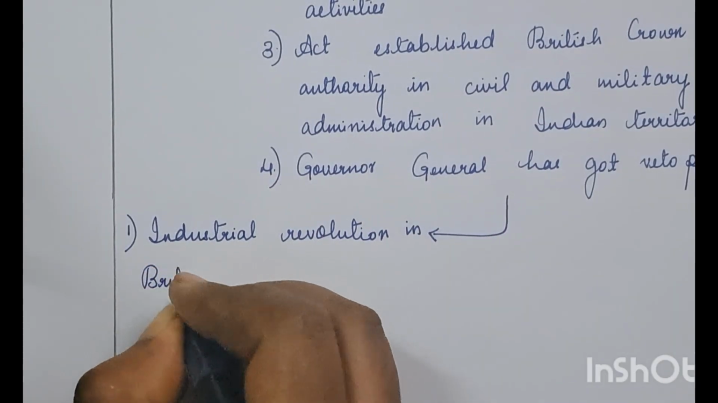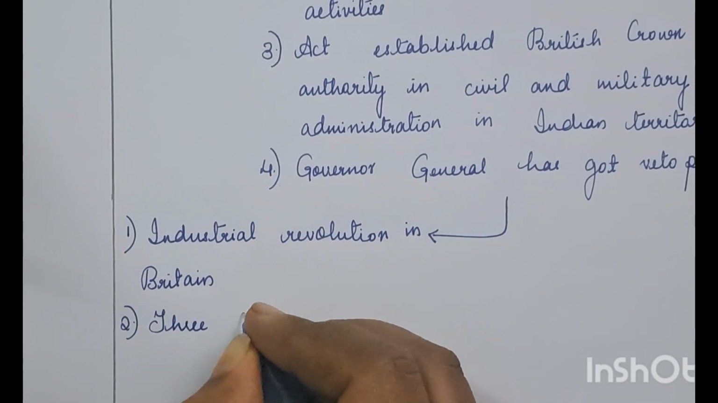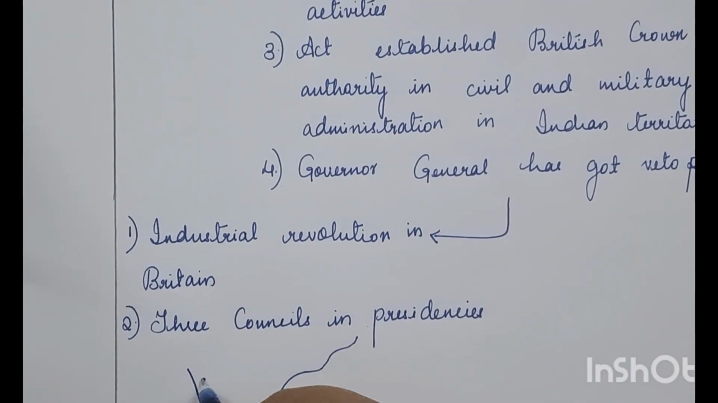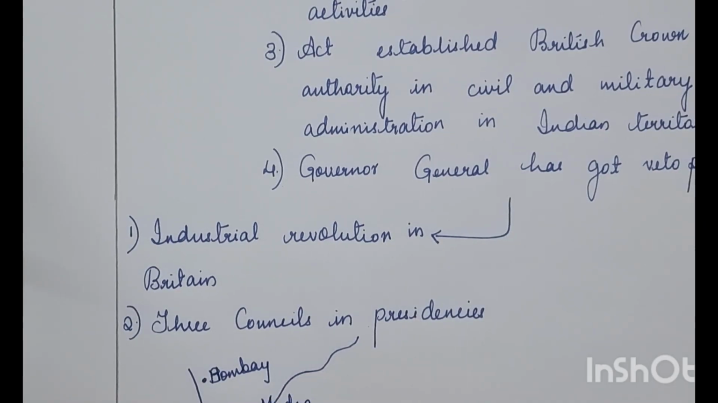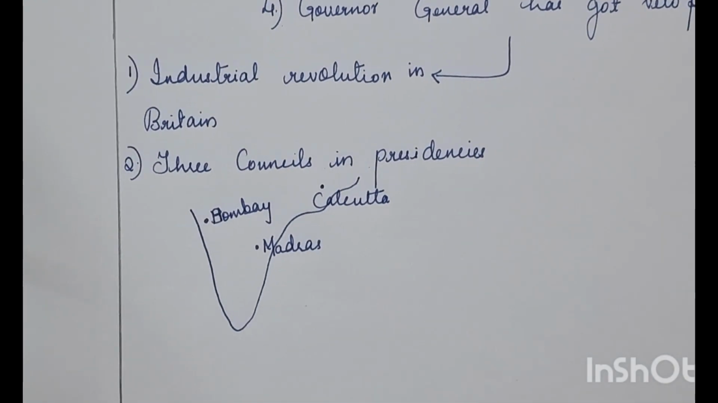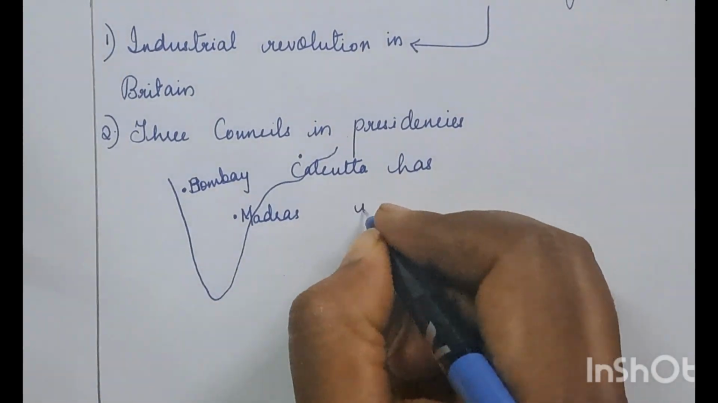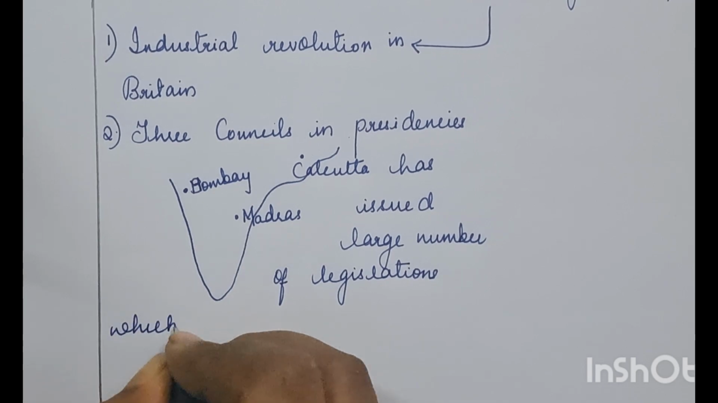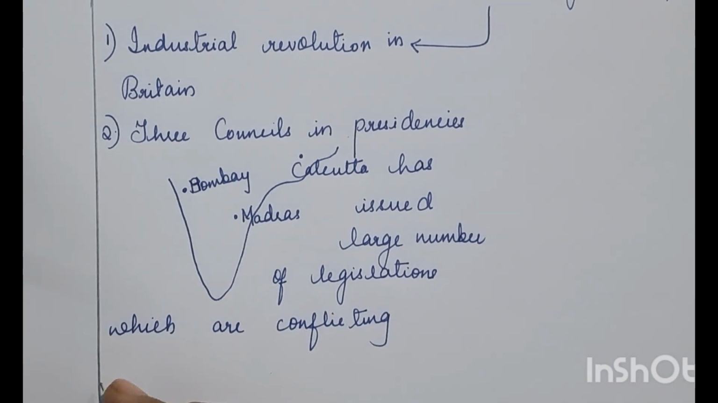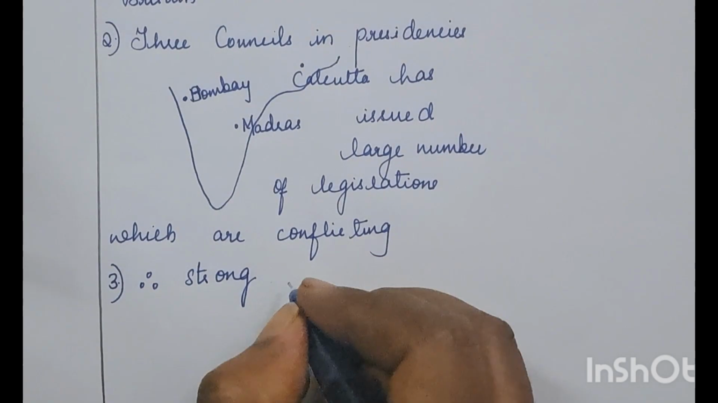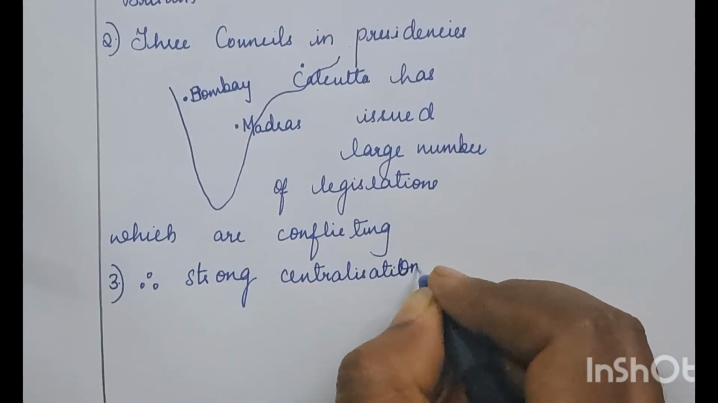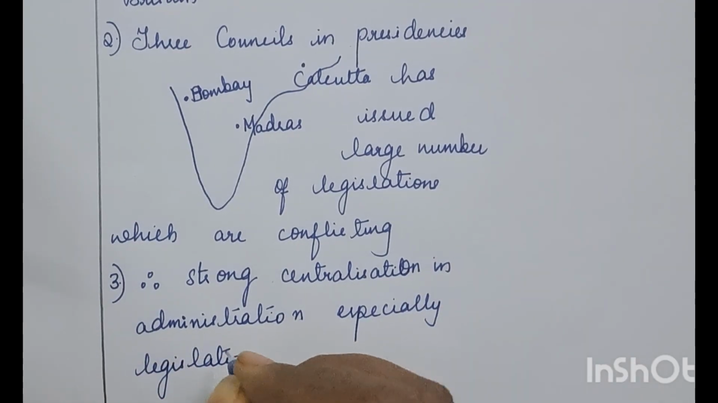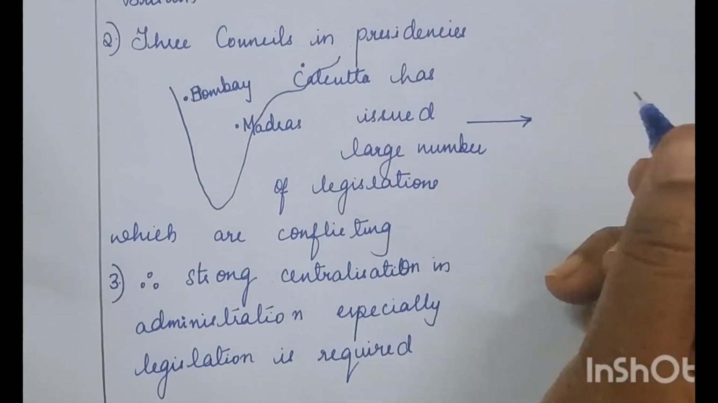In 1800, the events that took place were Industrial Revolution, where high demand of raw materials and a stronger market for finished goods is needed. The three councils in presidencies, that is Bombay, Madras, Calcutta, has issued large number of legislations, and where everyone is issuing legislations, they are resulting in conflicts. Therefore, a stronger need for centralization in administration is required, especially in matters of legislation, a central administration is needed. That resulted in Charter Acts.